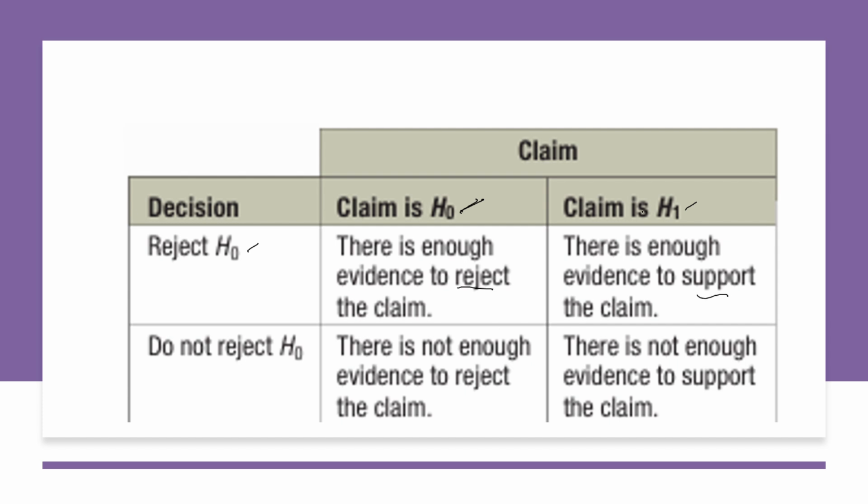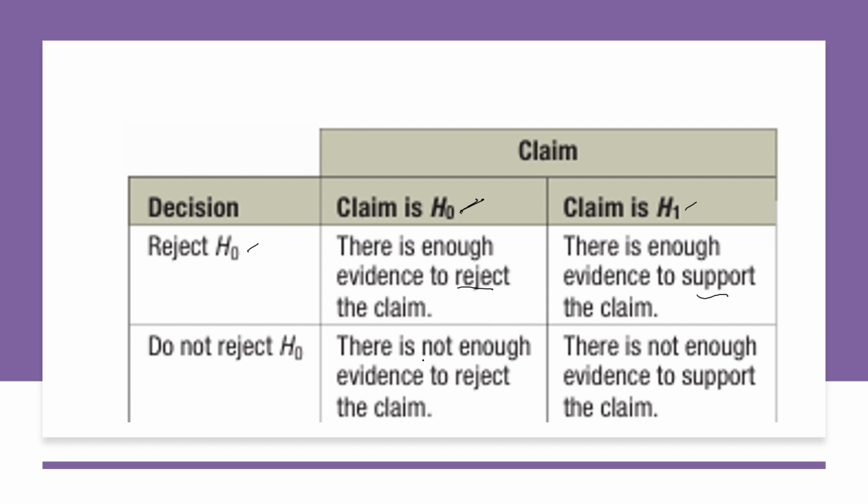When the claim is our H1, we have two statements. One should start with there's enough evidence to support the claim. But when our claim is H1 and it's being rejected, there is enough evidence to reject the claim. The next one is claim is H0. So the decision is do not reject H0. And our claim is H0, so we did not reject the H0. And when the claim is our H0, there is not enough evidence to reject the claim.